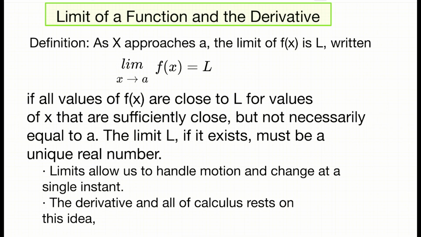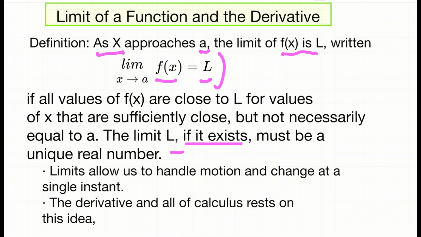So as x approaches a, a point on f, the limit of f is written L. The way we would write this is the limit as x approaches a of the function f of x is equal to L, if all values of f of x are close to L for values of x that are sufficiently close, but not necessarily equal, to a. The limit L, if it exists, must be a unique real number.